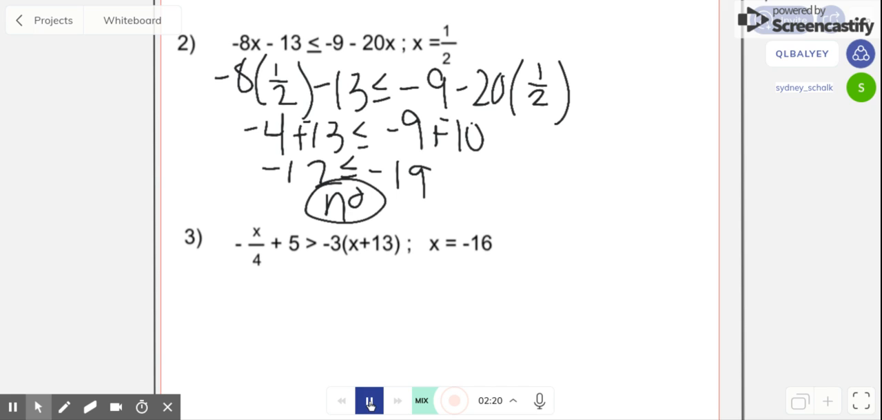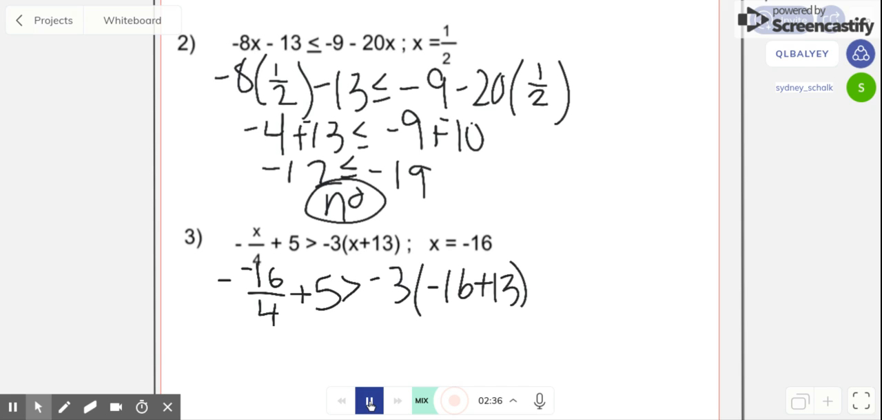For number 3, we're replacing x with negative 16. So we have negative 16 over 4 plus 5 on the left, and that is greater than negative 3 times negative 16 plus 13 on the right. So on the left, those negatives actually make a positive. It would be like a negative 1 times that negative 16 fourths. So we have positive 16 divided by 4, which is just 4 plus 5. And 4 plus 5 is 9.